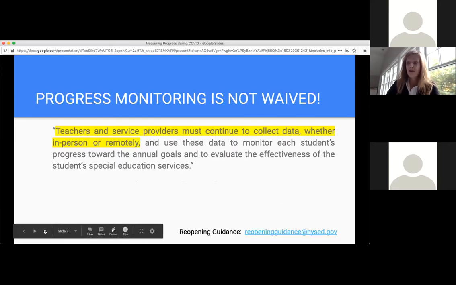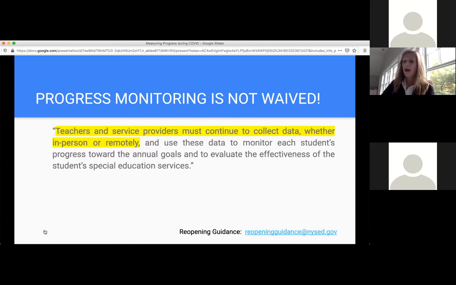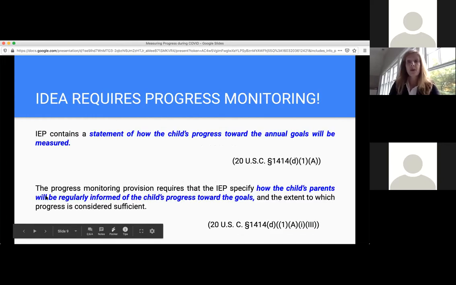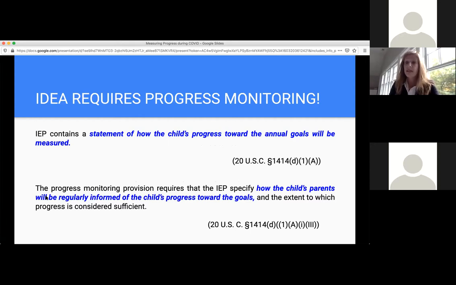By the same token, for another hot second, as my daughter would say, progress monitoring has not been waived. Teachers and service providers must continue to collect data, whether in person or remotely, and they use that data to monitor each child's progress. So the IDEA actually requires progress monitoring. It's built into the IDEA. Our IEP contains a statement of how your child's progress is going to be measured. By the same token, that provision requires that the IEP specify how you as a parent are going to be informed of your child's progress toward goals.